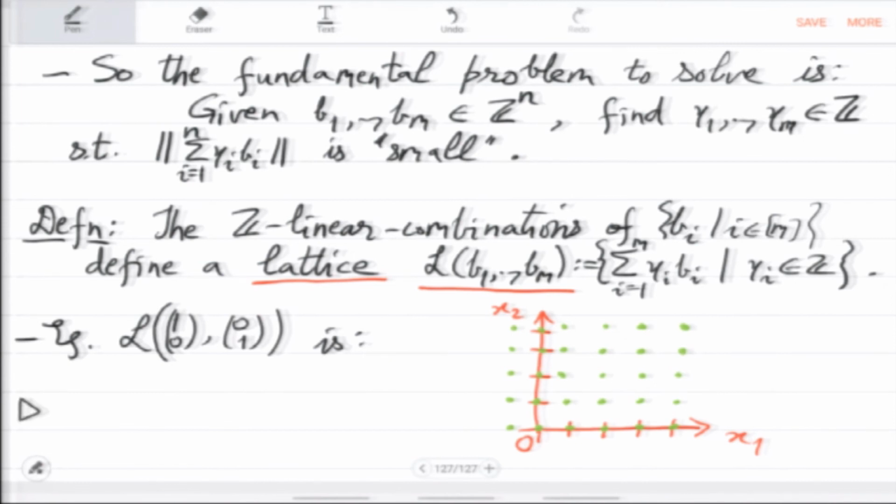Okay, what is the lattice spanned by 1 0 and 1 1? What do you think? Will it be different? It won't be different, because 1 1 is just 1 0 plus 0 1. So you can again add and subtract, and you will get the previous lattice.